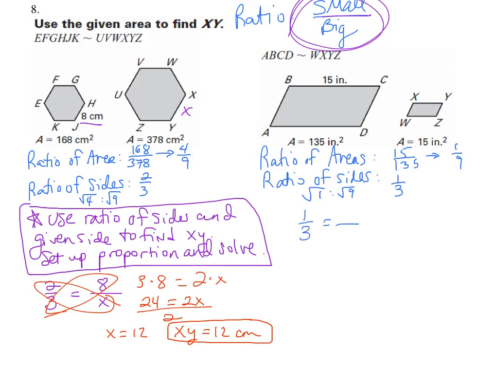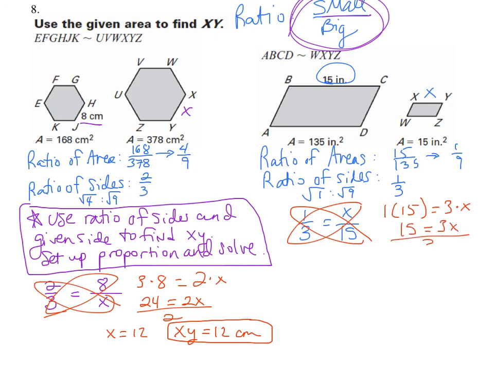And then I need to use this 15, and my corresponding side would be my x right here. And remember, it's the small over the big, so the x is from the small one, and the big is my 15. And now we can cross multiply to find what that missing side is. So 1 times 15 equals 3 times my x, so I get 15 equals 3x, divide by 3, and we will get a 5. So that means that my segment XY is equal to 5, and this is in inches this time.